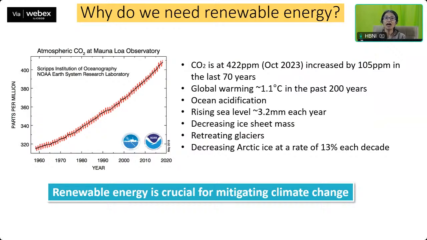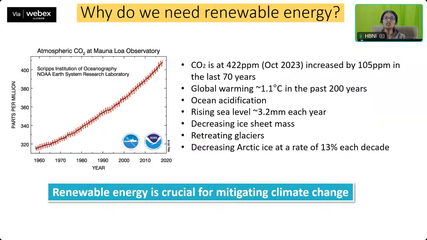Global warming has increased the temperature of our Earth by almost 1.1 degree centigrade in the past 200 years. Which again, if you have so many greenhouse gases in the atmosphere, it leads to ocean acidification. Then there is rising sea level because of global warming, your entire icebergs and the polar caps are all melting. So you're having rising sea level of almost 3.2 millimeter each year. There is decreasing ice sheet mass. There are retreating glaciers and decreasing Arctic ice at the rate of 13% each decade.